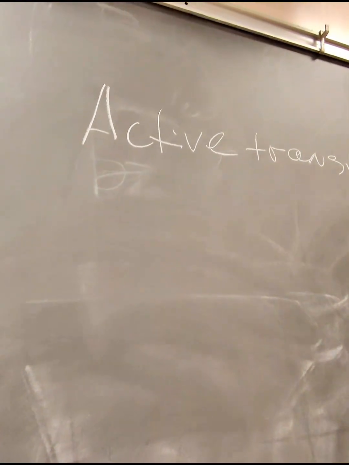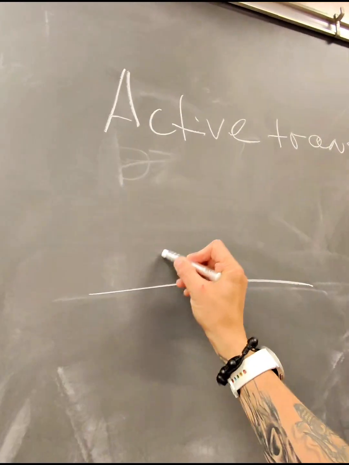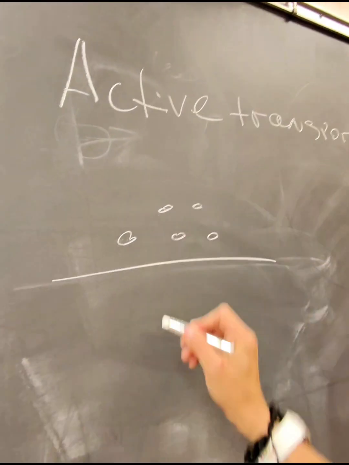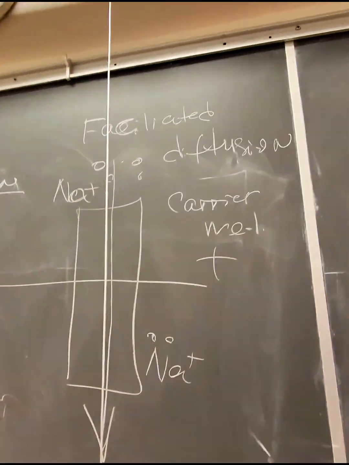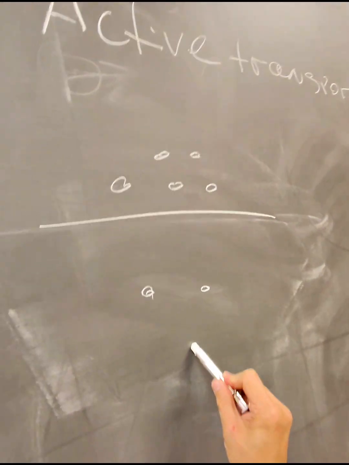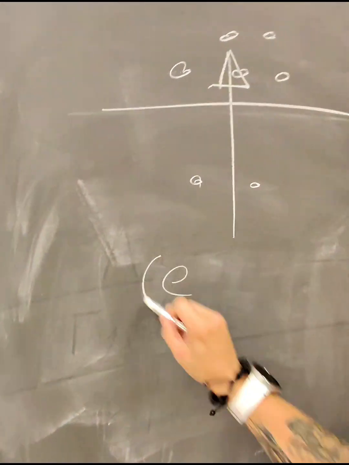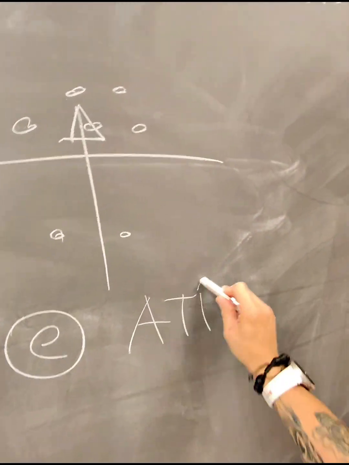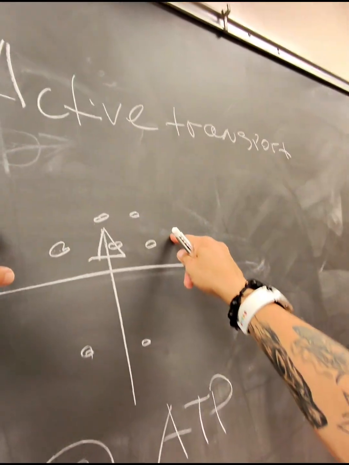So here's active transport. Active transport is the movement of molecules from low concentration gradient to high concentration gradient. So let's say on this side you have high concentration and on this side you have low concentration of molecules. Now with diffusion you go from high to low, but with active transport you go against the concentration gradient. So for that you need energy, and that energy is in the form of ATP. Something will be pushing these molecules from low to high.